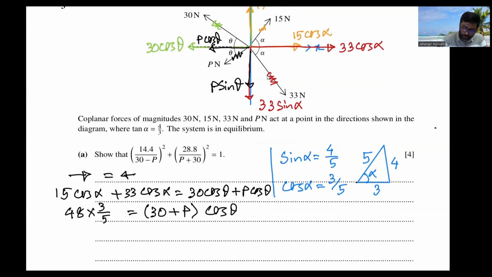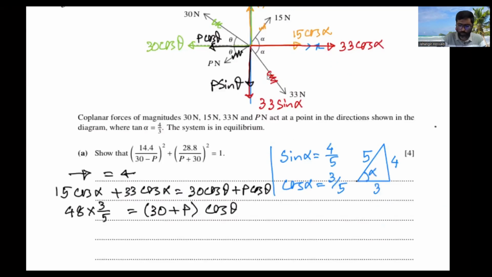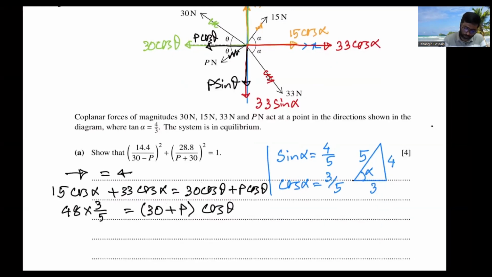So since we will eliminate theta, make cos theta the subject. Cos theta is 28.8 divided by p plus 30. That's equation 1.